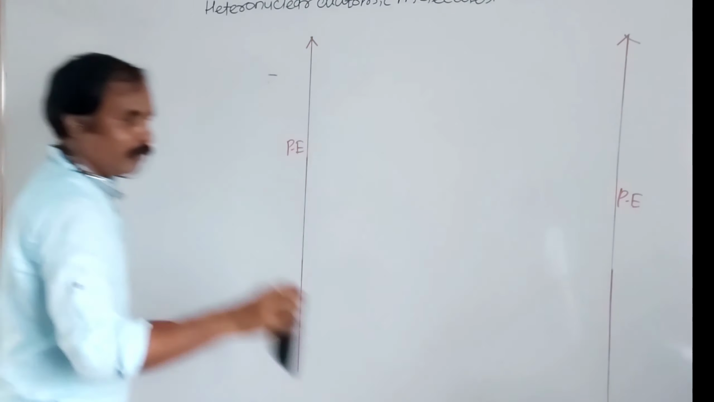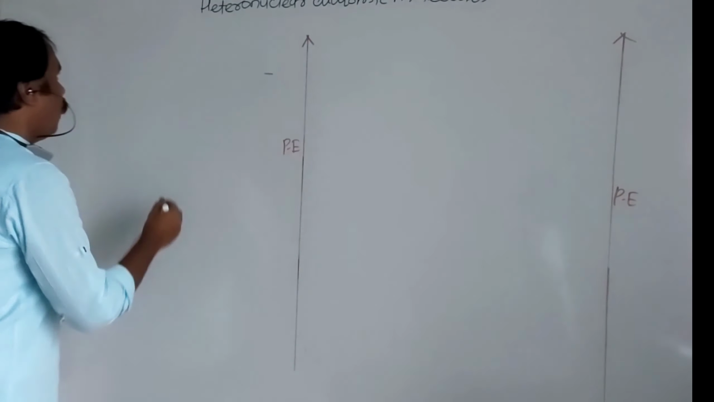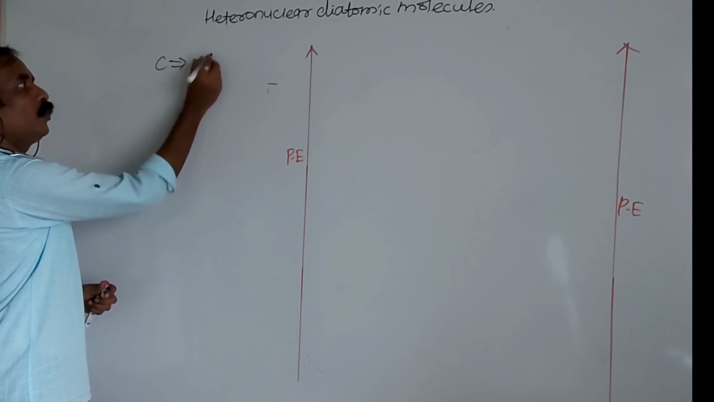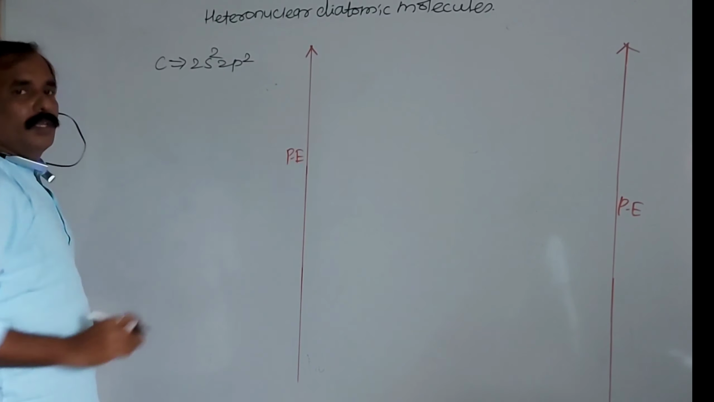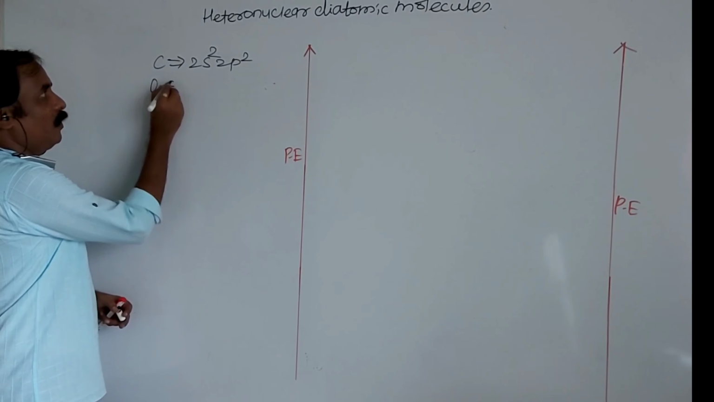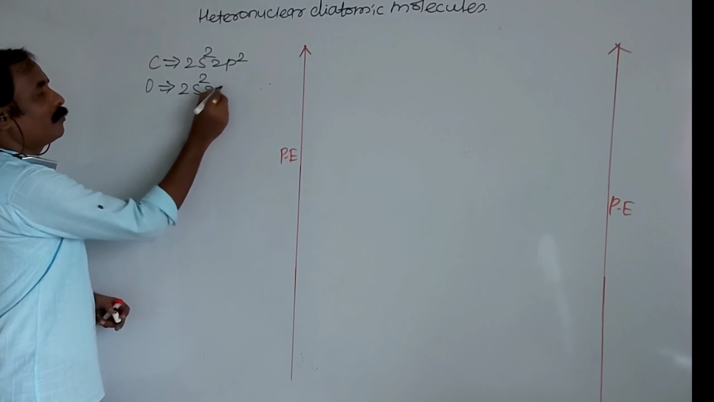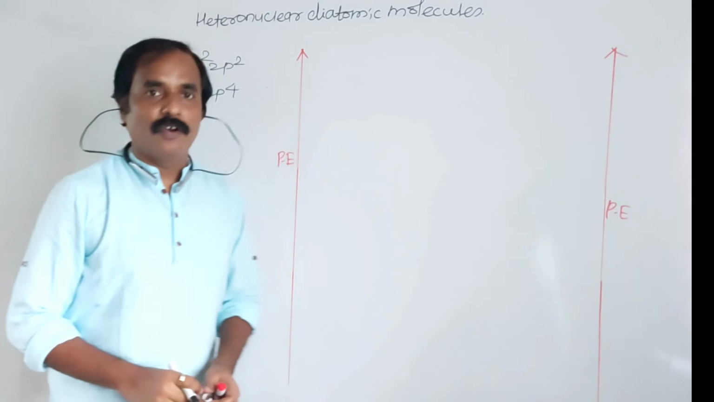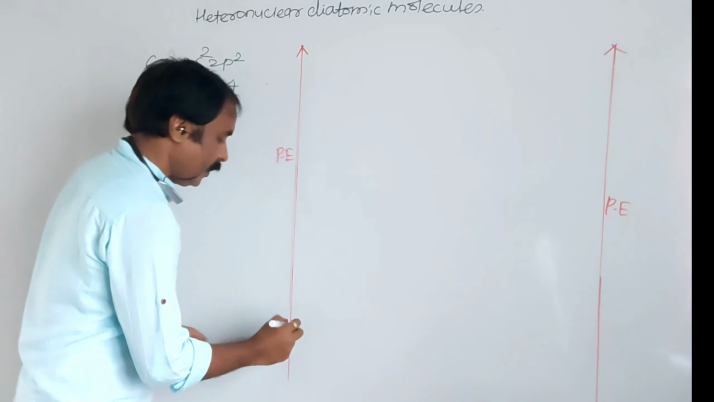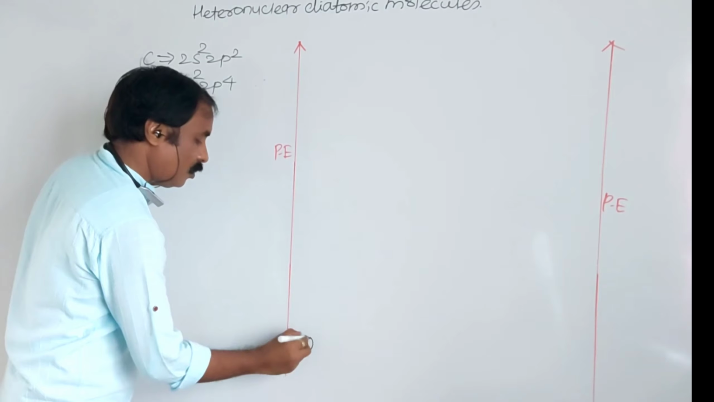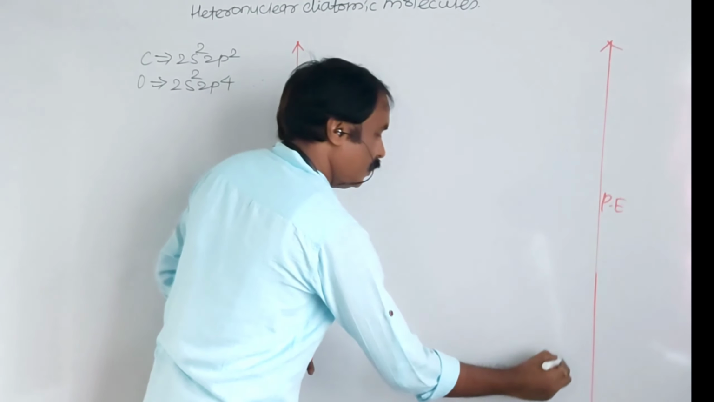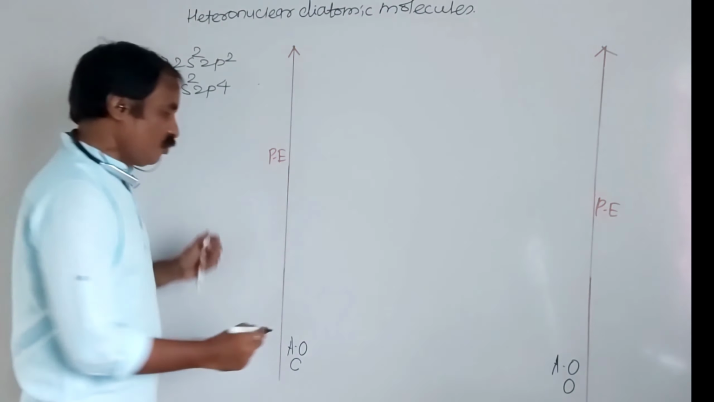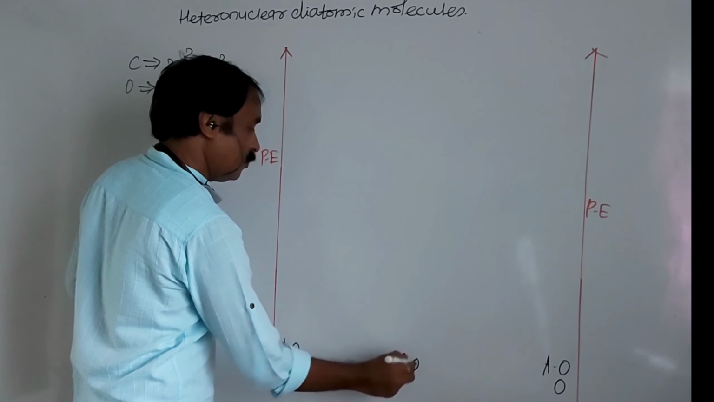Explanation: molecular energy level diagram for this. Outer shell electronic configuration of carbon is 2s2 and 2p2. Oxygen, outer shell electronic configuration 2s2 and 2p4. This is the y-axis. This is another y-axis on which I have taken potential energy. Here are the atomic orbitals of carbon, and here I will take the atomic orbitals of oxygen. Linear combination of these two gives molecular orbitals. Here it is the molecular orbitals.